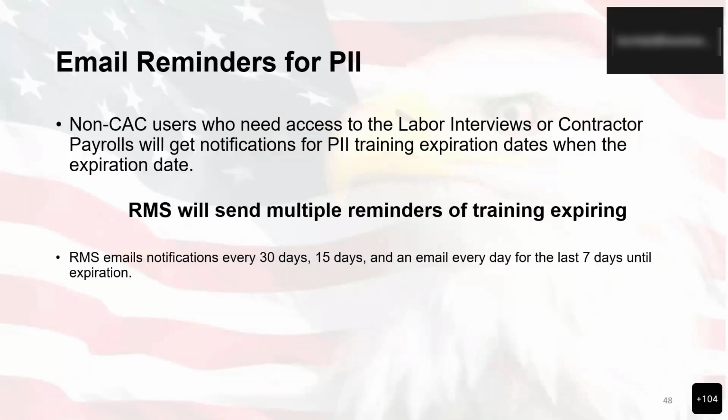All right, non-CAC users who need access to the labor interviews or contractor payrolls will get notifications for PII training expiration dates when the expiration date is 30 days, 15 days, 7 days, 6, 5, 4, 3, 2, 1 day prior to the expiration date, and again once the date has actually passed. So we do our best to hit it hard to let them know that their stuff is expiring.